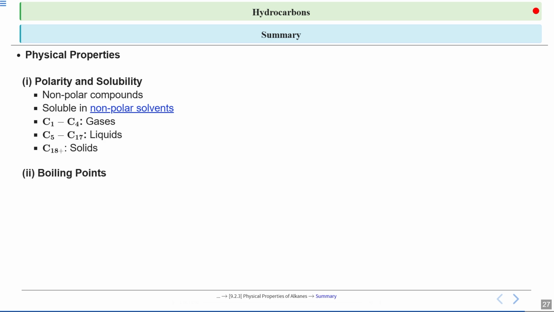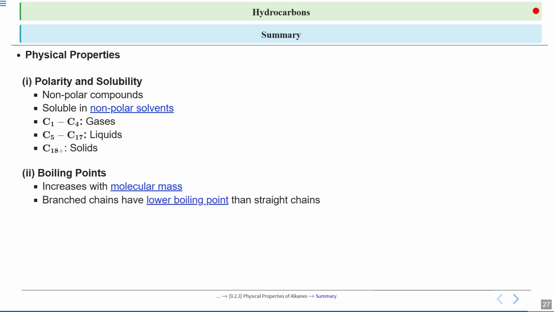Next, we talked about the boiling point. Boiling point increases with molecular mass. This occurs due to the increase in surface area and stronger van der Waals forces in larger molecules. Interestingly, hydrocarbons with branched chains have lower boiling points than their straight chain isomers. This is because branching reduces the surface area available for intermolecular forces. The more branching a hydrocarbon has, the lower is its boiling point.